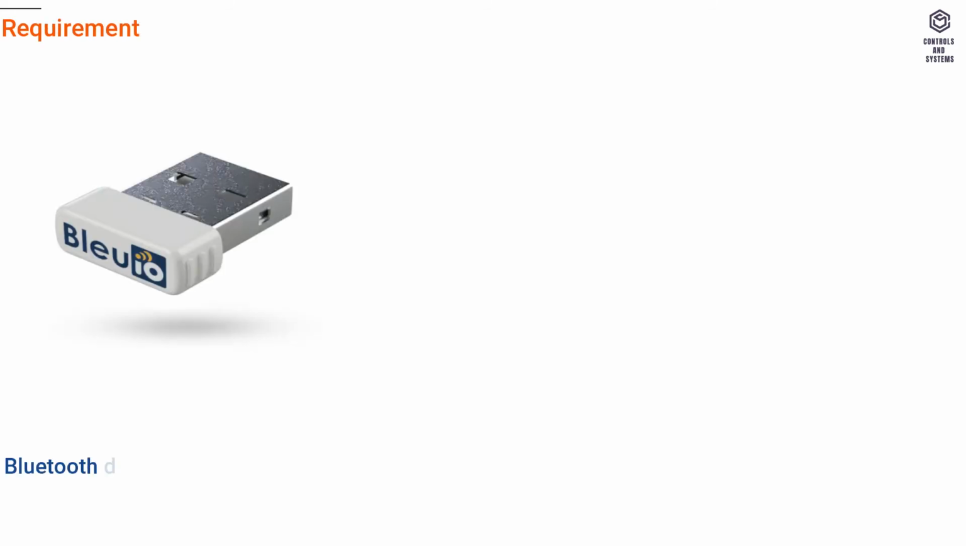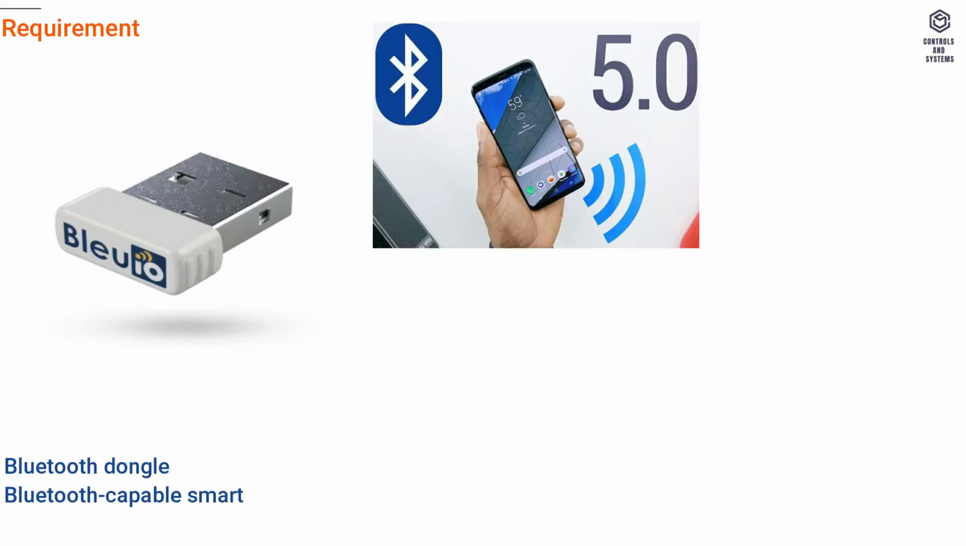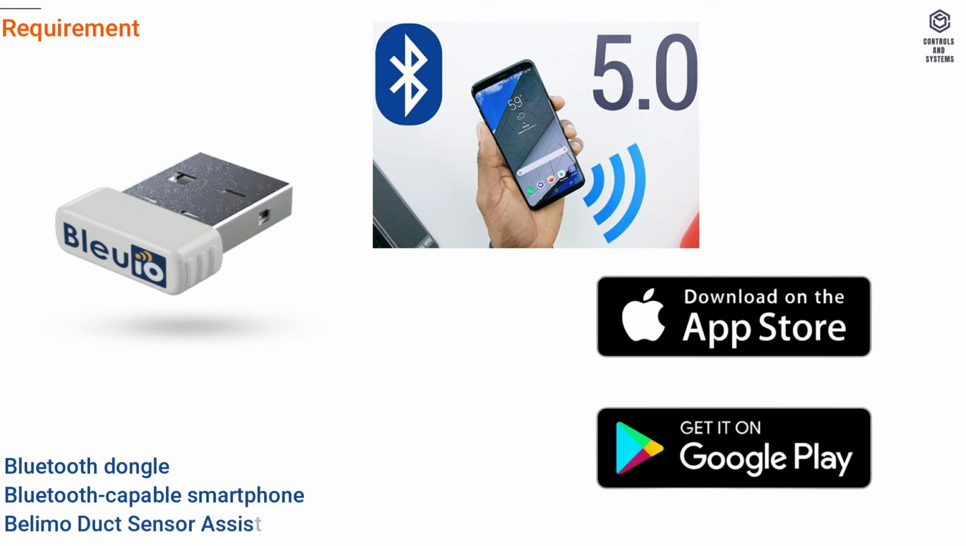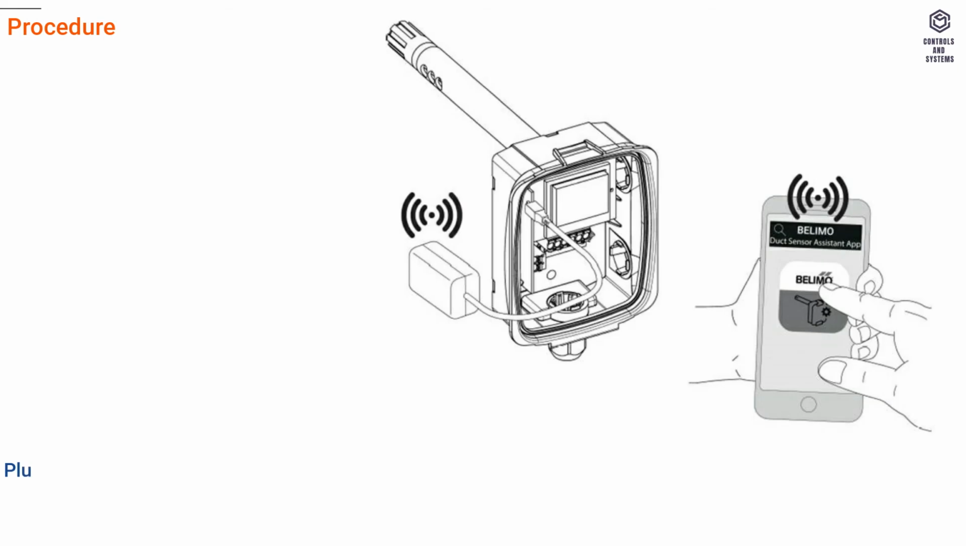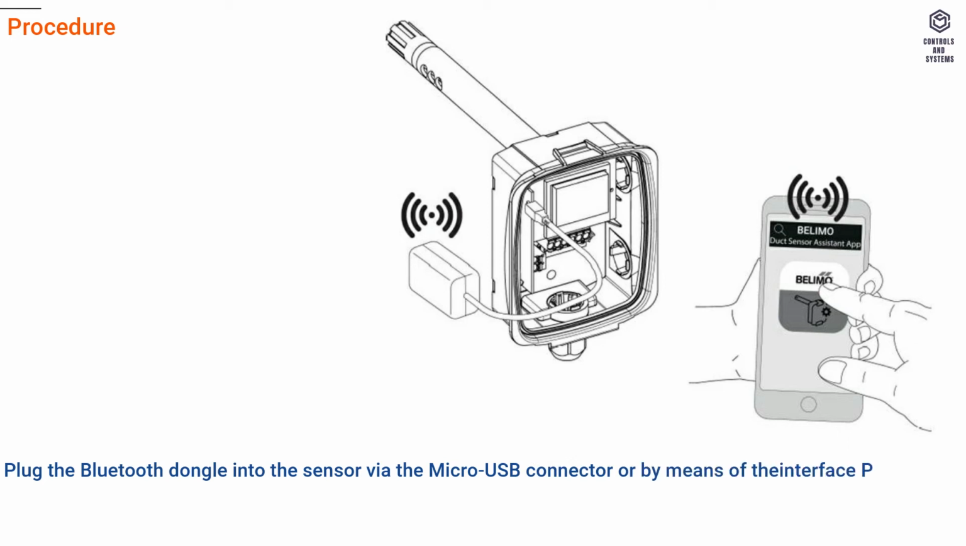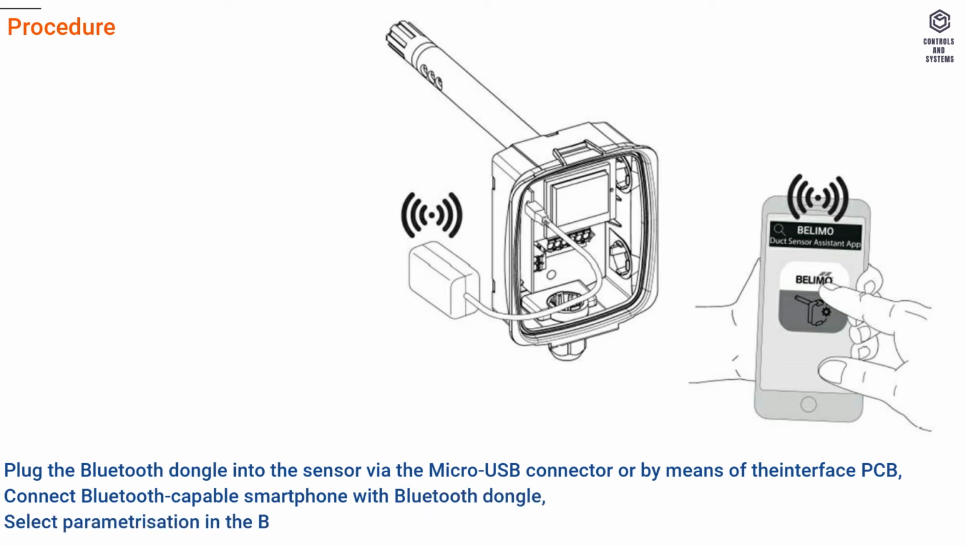Requirement: Bluetooth dongle, Bluetooth-capable smartphone, Belimo Duct Sensor Assistant app, Google Play and Apple App Store. Procedure: plug the Bluetooth dongle into the sensor via the micro USB connector or by means of the interface PCB. Connect Bluetooth-capable smartphone with Bluetooth dongle. Select parameterization in the Belimo Duct Sensor Assistant app.